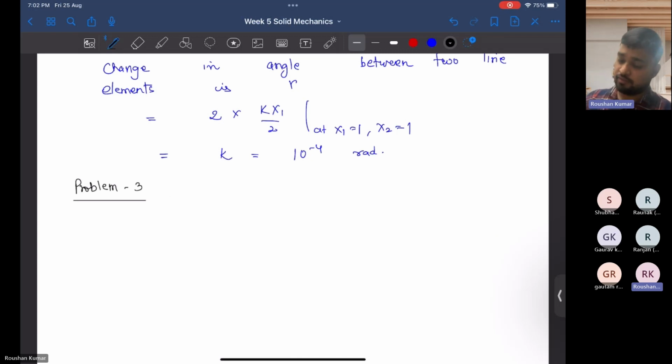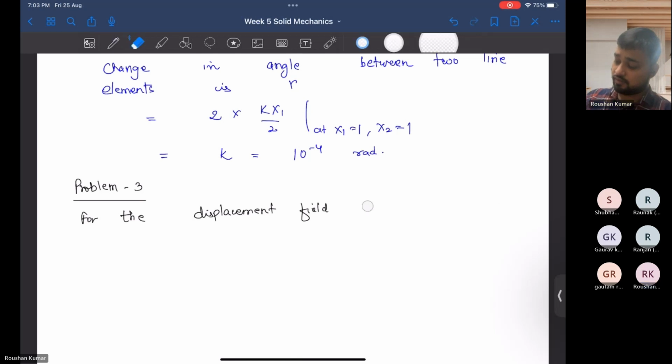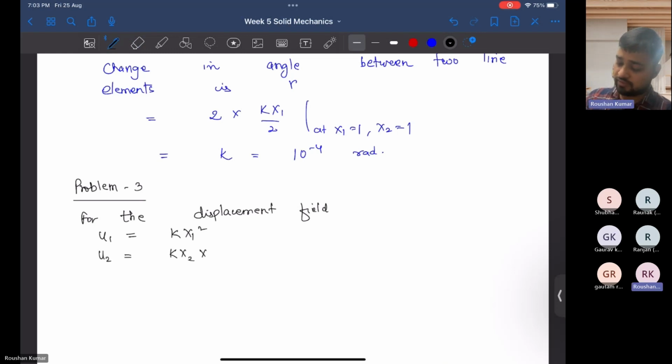So in this question, the statement is, for the displacement field u1 is given here. u1 is equal to k x1 square, u2 is equal to k x2 x3, u3 is equal to k (2x1 x3 plus x1 square), where k is given by 10 to the power minus 6.